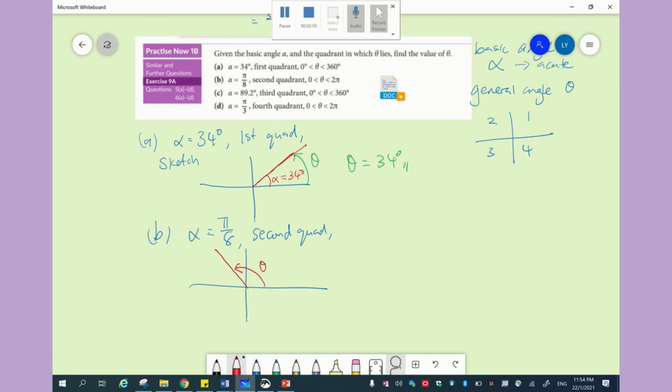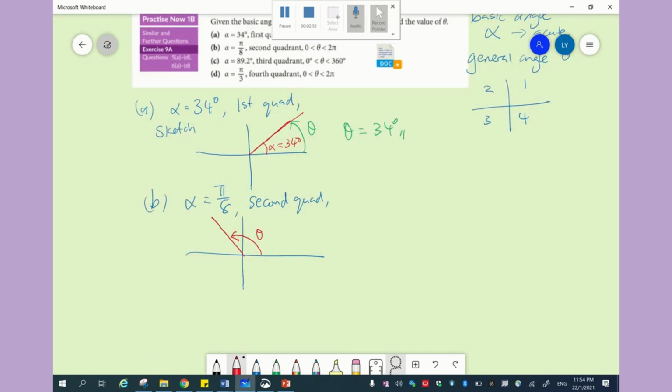They give you the basic angle, the acute angle, which is the angle between the terminal side and the x-axis. This is the angle we're talking about. This angle is pi over 8, so that means your theta is this obtuse angle. How do we get this angle? You take 180 degrees minus the acute angle, but because this is in radians, it will be pi radian minus pi over 8, which is equal to 7 pi over 8 radian. No need to write units for radian.